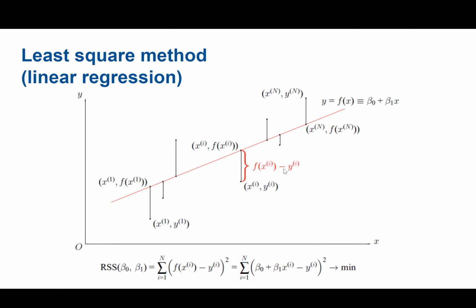What is f(xi) minus yi? This is the distance between the point and the corresponding point on the line. It is the same xi here for this point and xi for this point, but another y. Here we have f(xi). So all these points are on the line. And our problem is to minimize this function.